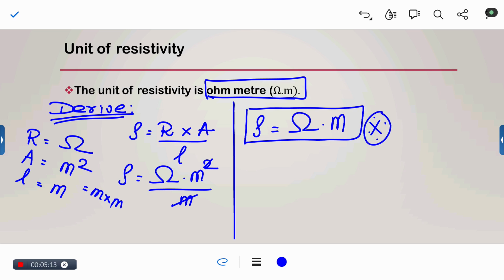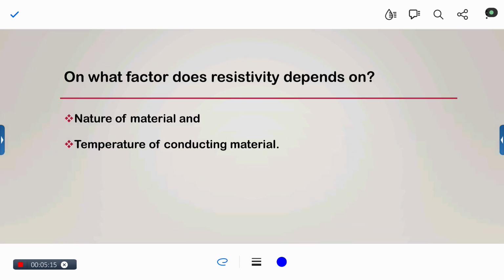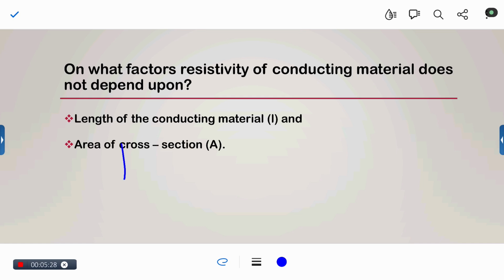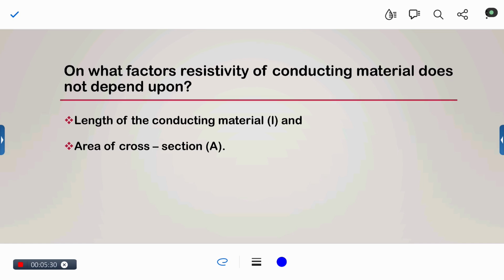Next. On what factors does the resistivity of the conducting material depend? One is nature and another one is temperature. On what factors does it not depend? It does not depend on two factors: length and the area of cross section. The resistivity does not depend upon the length and area of cross section.